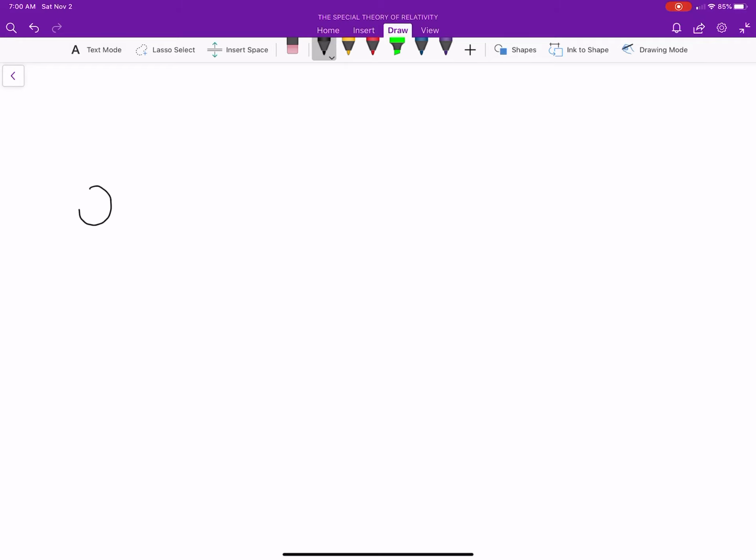Let's say we have a clock, right? And then over here, we'll draw a light bulb, which is going to emit light. But before I do that, let's draw another clock. That's an ugly clock. We can do better than that. Okay, that's fine.